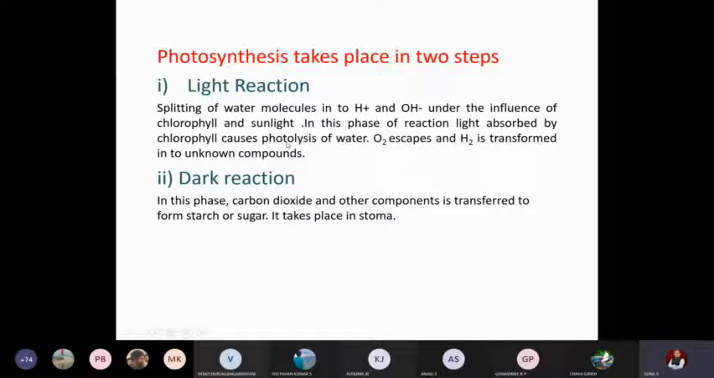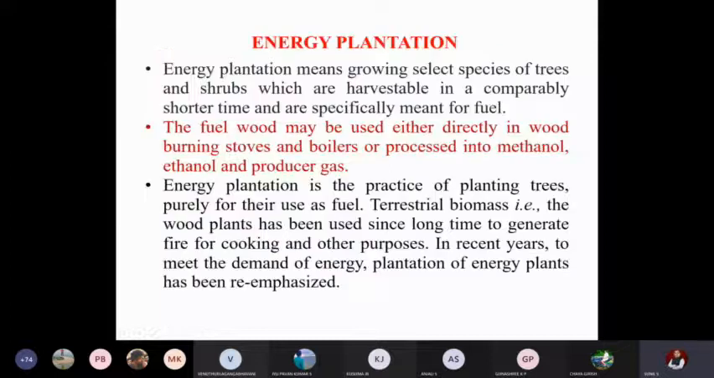In the second set, these unknown or complex compounds combine with the carbon dioxide to form an equivalent quantity of starch or sugar, which acts as food for the plants. So this is regarding the photosynthesis reaction. I just wanted to brush up. I think you might have studied it in detail in your school days.